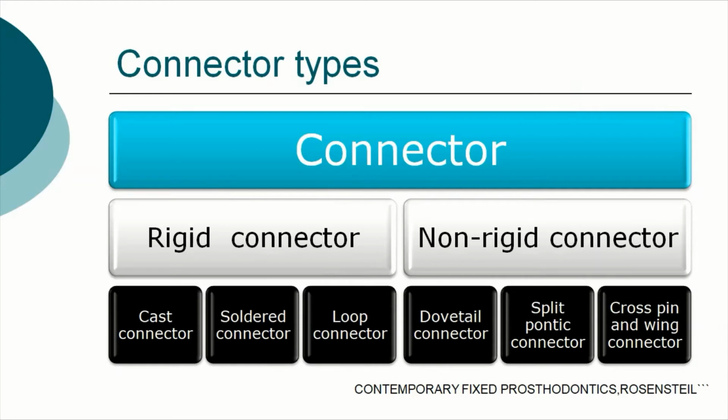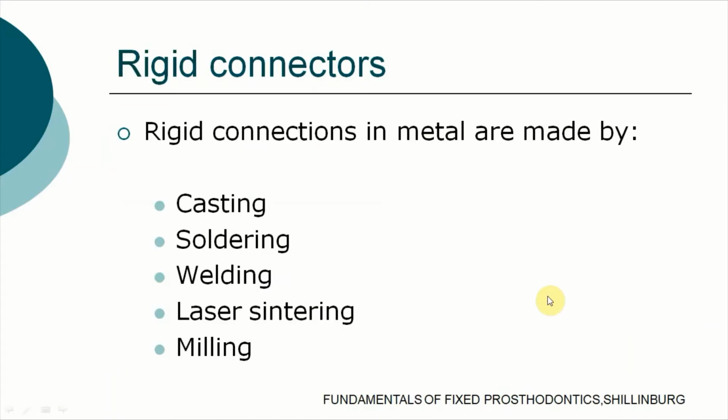and non-rigid connectors. Rigid connectors can be again classified as cast connector, soldered connector and rope connector, whereas non-rigid connectors are of different types, including dovetail connector, split pontic connector and cross pin-and-wing connector. Coming to the rigid connectors.